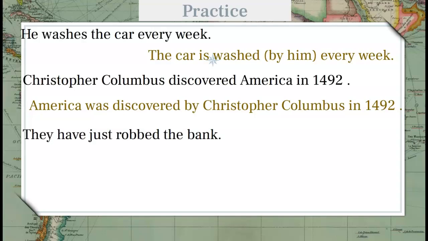Then they have just robbed the bank. As you can see, we have present perfect simple, and we have a time expression, just, and it goes just between the auxiliary verb and the principal verb. So how can we change this sentence into passive voice? Pause the video so that you can answer it on your own. And the result is this one. The bank has just been robbed.